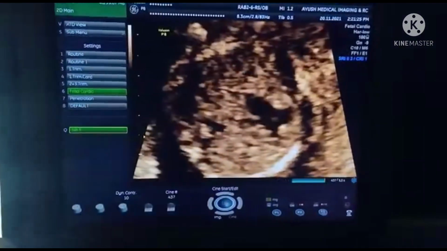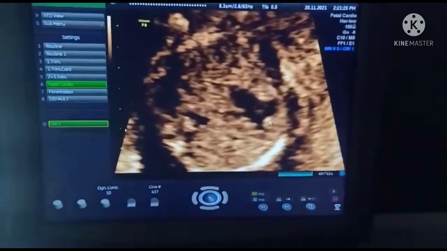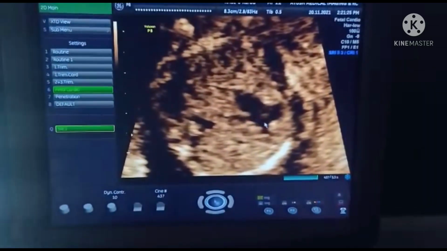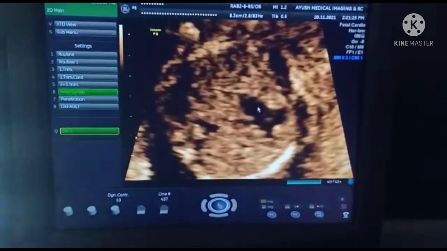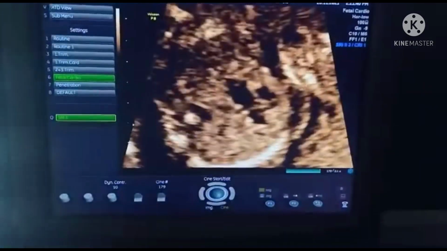The crux is a structure which will divide the atria and ventricle to ventricle. So here there is no crux. This is a large VSD, and this is called an AVSD, that is atrioventricular cushion defect.